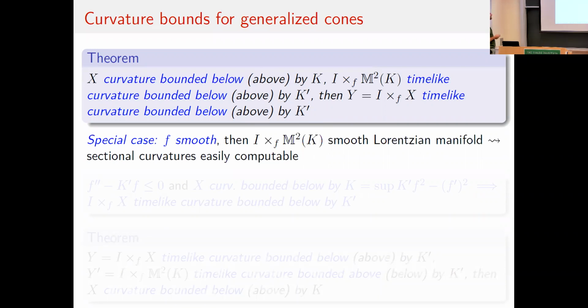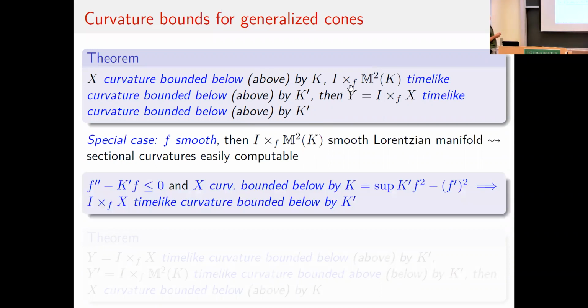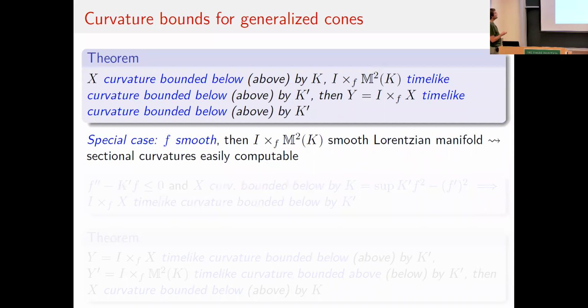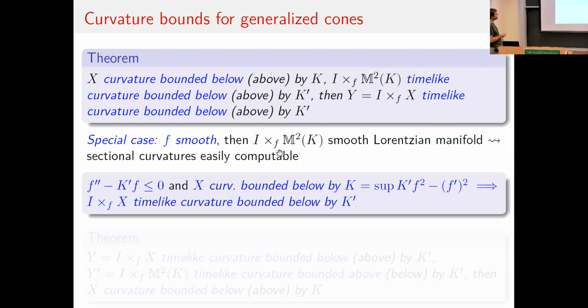Yes, so the second condition is a condition on F, even though it's formulated in an implicit way. And you see that if you look at the case where F is smooth, then this generalized cone is of course a smooth Lorentzian manifold. It's just a smooth warped product, and you can easily compute the sectional curvatures. Then this condition means that F is minus K prime concave, so F double prime minus K prime F is less than or equal to 0.